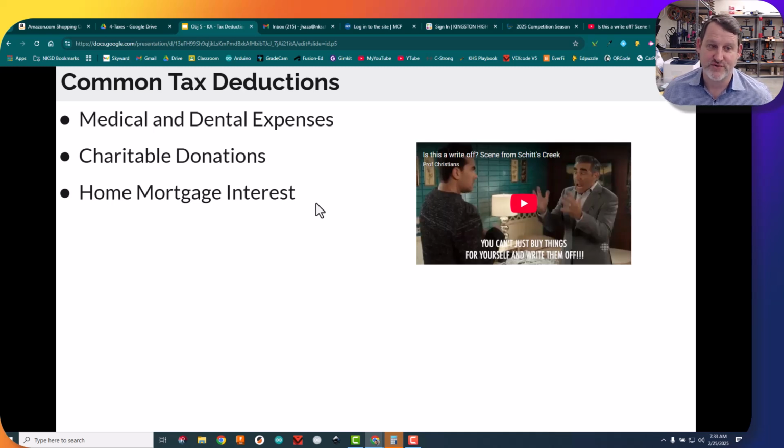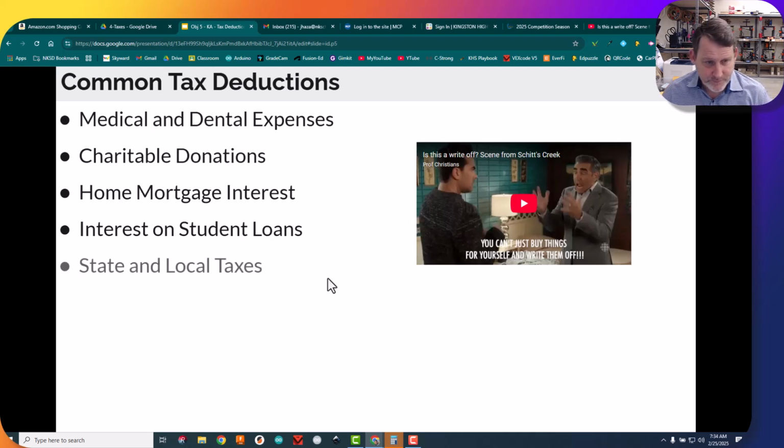Home mortgage interest. So any interest you pay, not your actual mortgage payment or principal payment, but any interest you pay, you can use that as a deduction as well. In your first few years of owning a home, that can be a substantial amount of money that you're actually writing off on your taxes or deducting in your taxes. Interest on student loans is another big one.